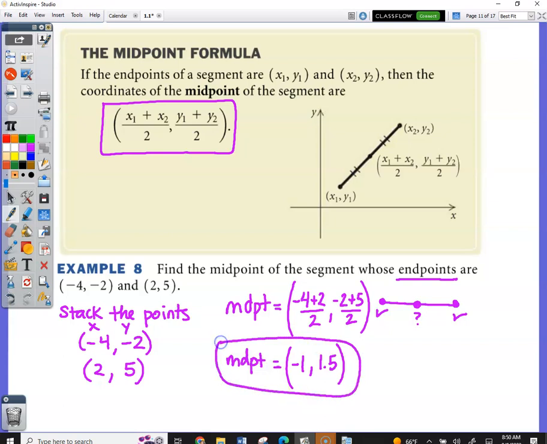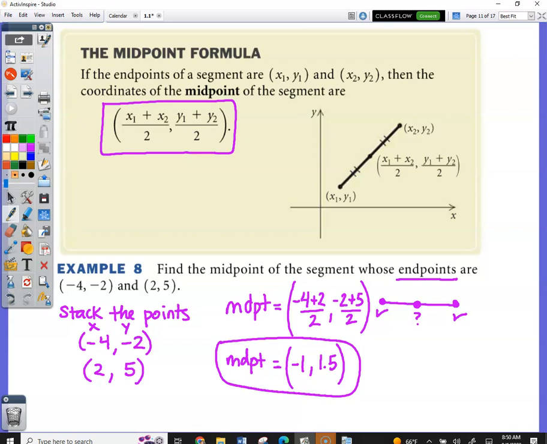So you just find the difference between two numbers, divide that by 2, and add that to your numbers. No, you're finding the average. Midpoint is average. So the average of the x's and the average of the y's.